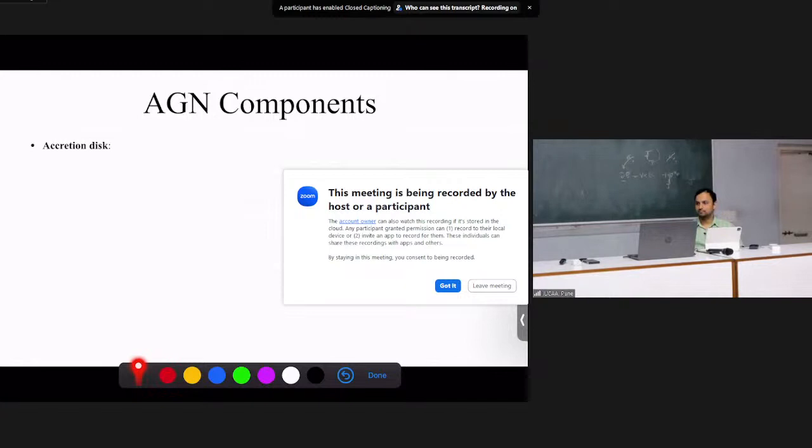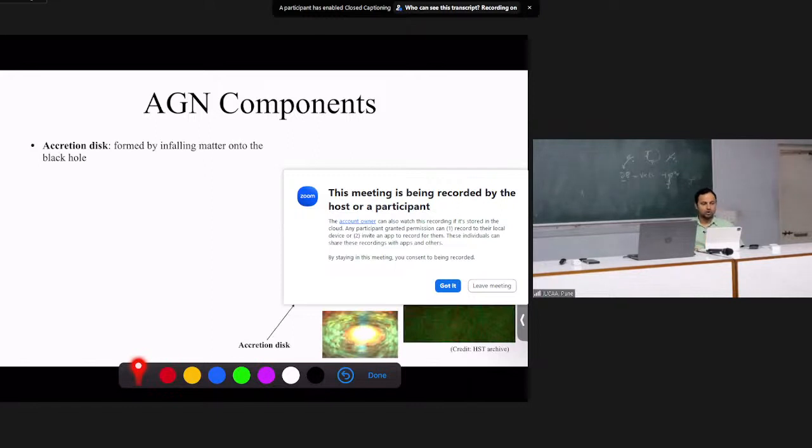Accretion disk. You need an accretion disk also. Okay, that's what we are doing. We are trying to understand the different components of that central region. What are the different things present there, based on our observational evidences? Black hole, second is the accretion disk. This accretion disk is formed by infalling matter onto the black hole. Let me show you an accretion disk.